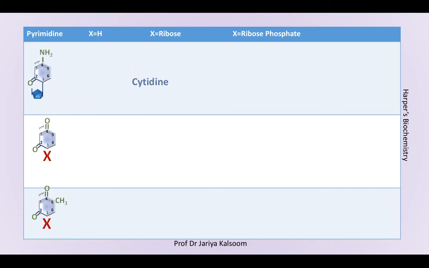It is a bit confusing here that cytosine is the nitrogenous base, whereas guanosine and adenosine are the nucleosides. But for pyrimidine, cytosine is the base, and the addition of ribose makes it cytidine, which is the nucleoside. And finally, the addition of phosphate to its attached ribose moiety makes it the nucleotide cytidine monophosphate.